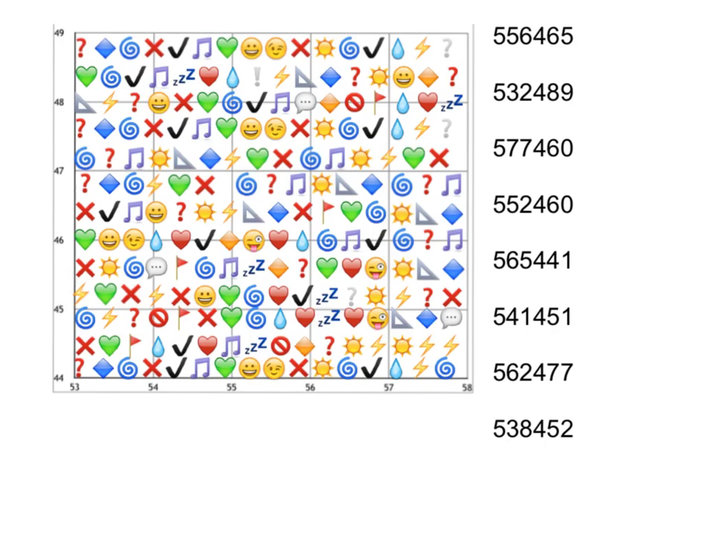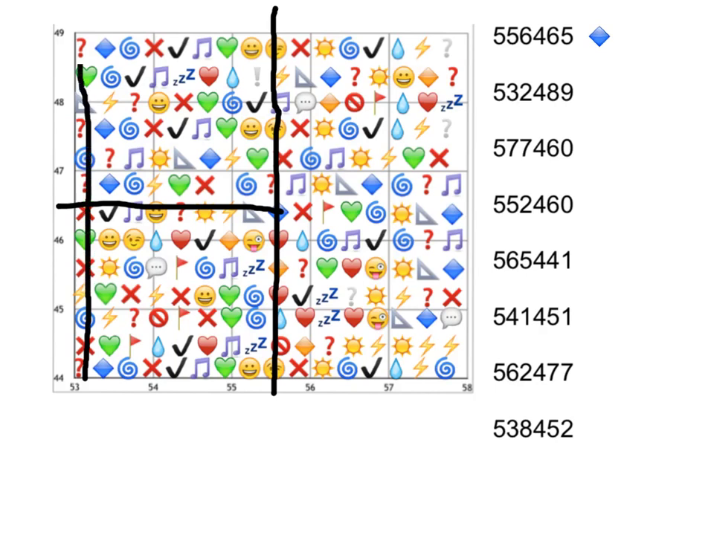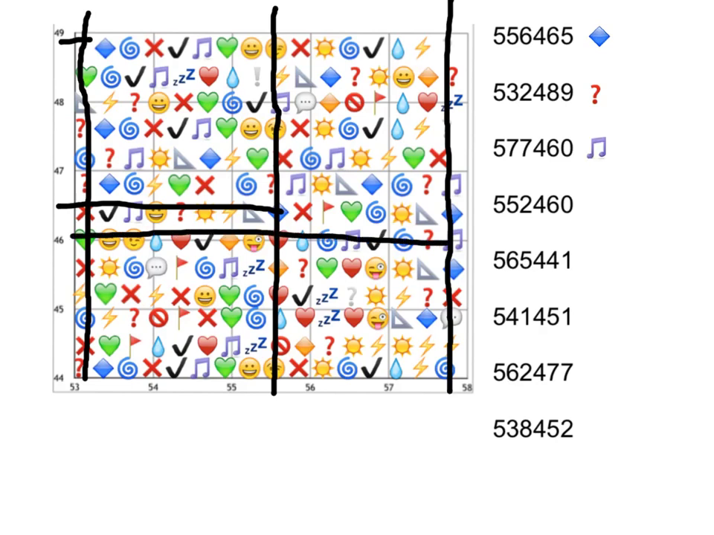We'll start with the first one, 55.6, 46.5. 55.6 is about here, and 46.5 is about here. So we're looking for the blue diamond. 53.2 is here. And 48.9 is here. So I've gotten rid of it at the moment, but we are looking for the red question mark. 57.7 is here. And 46.0 is here. So we're looking for the musical note.